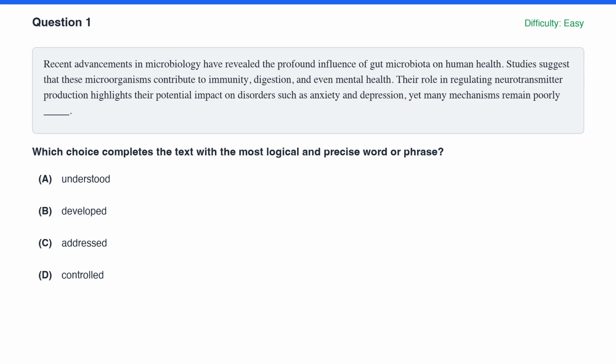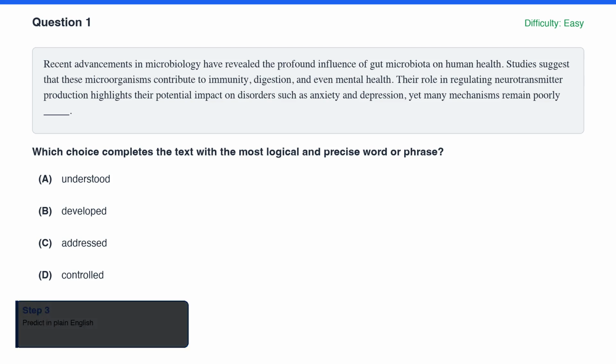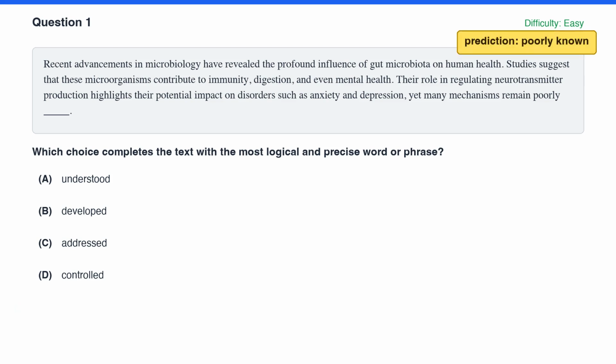Step 2, circle the signal. The signal word is yet. Contrast. The first half says we've revealed and highlighted things, yet flips that. We're now talking about a gap in knowledge. Step 3, predict in plain English. What's the gap? The mechanisms are poorly known, poorly figured out, poorly understood. Now let's check the choices.